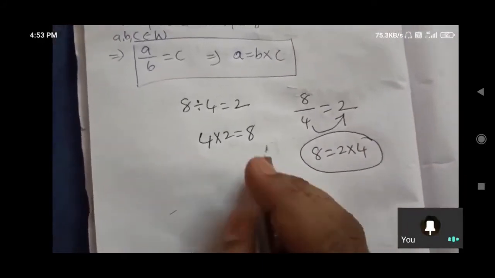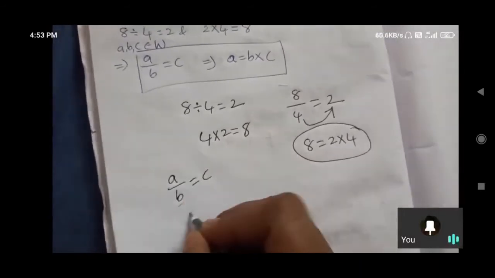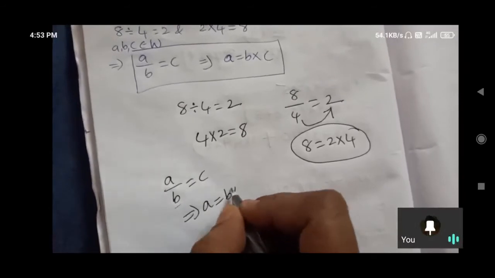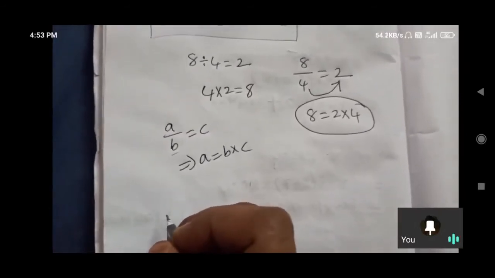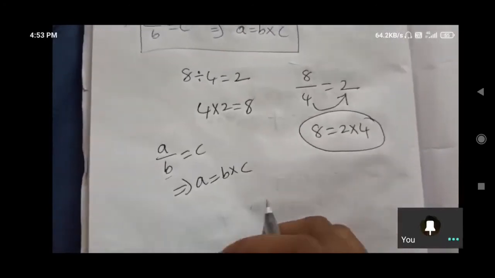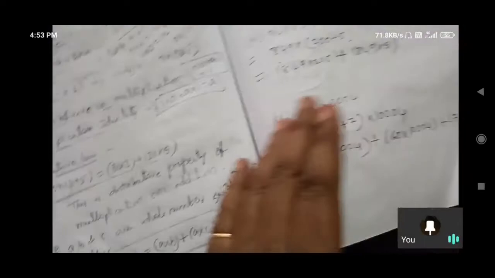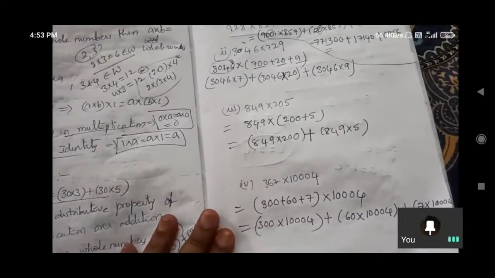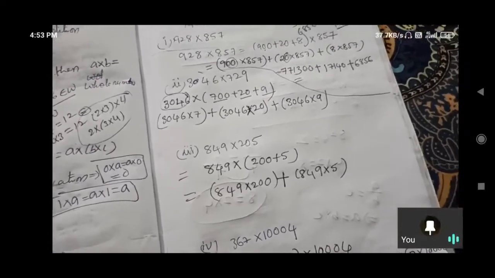Okay, so 4 into 2 is equal to 8, or else A by B is equal to C implies A is equal to B into C. Is it correct? So in that manner also we can do. So in this way we have to do the problems, and this is about this. And I will give another problems for homework to you.